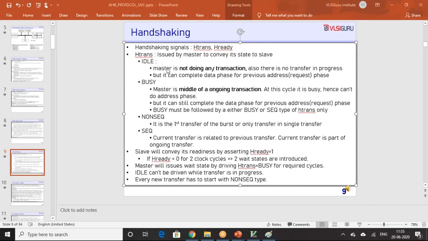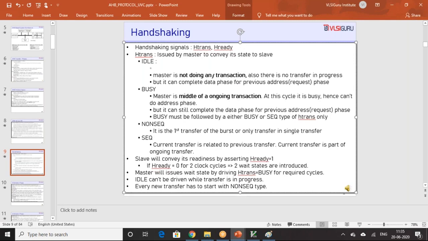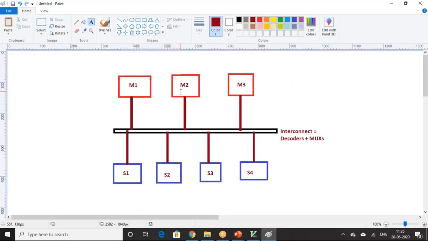So if it is idle, it is telling that the master is not doing any transaction. It is telling that I'm in idle state. Now the master is in idle state. That means the master is not doing any transaction, and there is no transfer in progress. To indicate that, the master will drive H trans equal to idle. So there is a signal from the master, H trans, which will be an output of the master. Through that, it tells what state it is in.